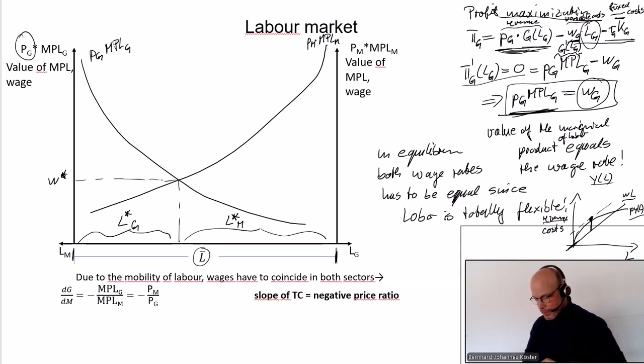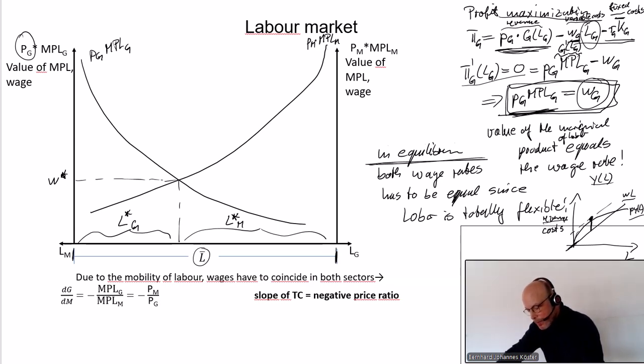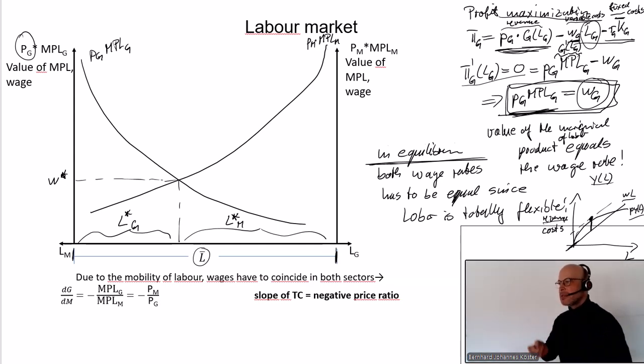Okay, so we had then this optimal condition: value of the marginal product equals the wage rate. And now in equilibrium, the wages in both sectors have to be the same, since we have assumed that labor is mobile. If in one sector we pay a higher wage rate, then everybody is moving there. And then we assume fully competitive markets, the price mechanism works. And in equilibrium, we have then the same prices in both sectors.